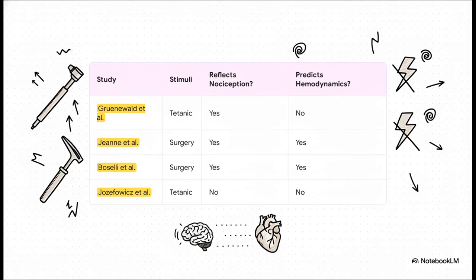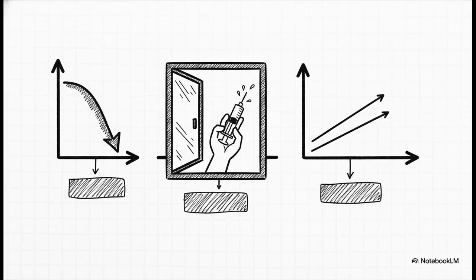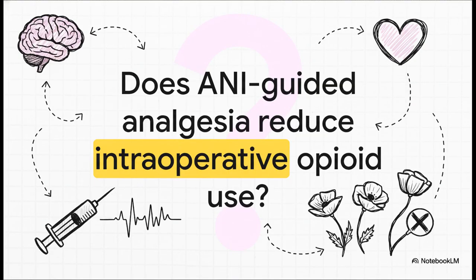It kind of suggests that ANI is better at tracking the complex stress of a real surgery than just a simple electrical jolt. And this is what gets really exciting, the predictive power. In study after study, researchers saw the ANI value start to drop several minutes before the heart rate and blood pressure went up. So it's not just telling you what's happening right now, it's like an early warning system. It gives you this window of opportunity to jump in and treat the nociception before it becomes a full-blown hemodynamic mess.